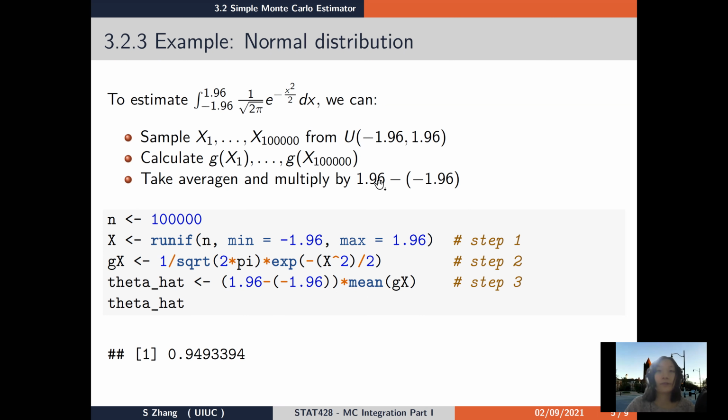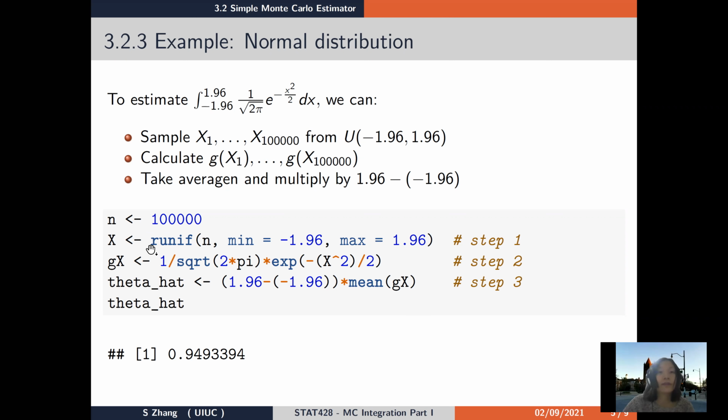So let's try to implement the R code for this. First, we specify that n is equal to 100,000. By the way, the code is complete here in my slides and video. However, for this example, you will need to try to complete the code inside the R Markdown document. So make sure you fill that part in.